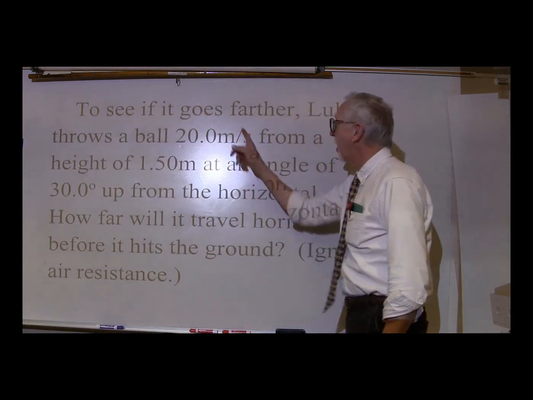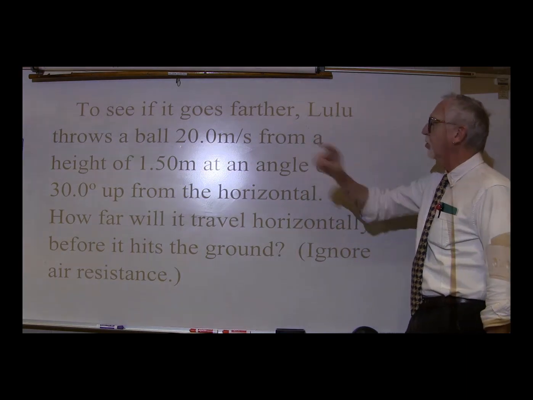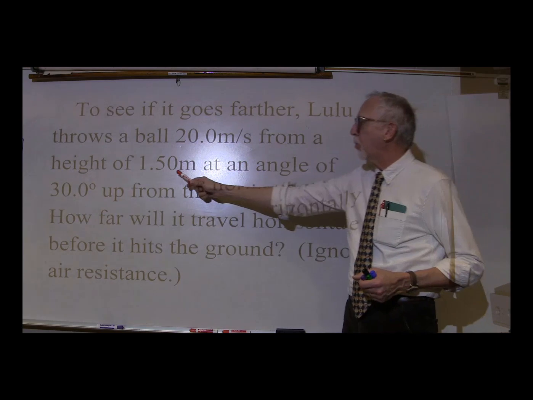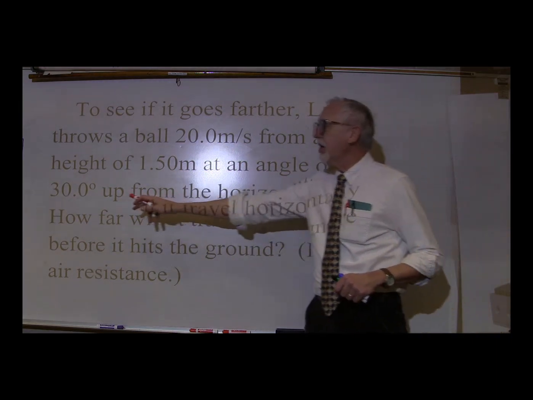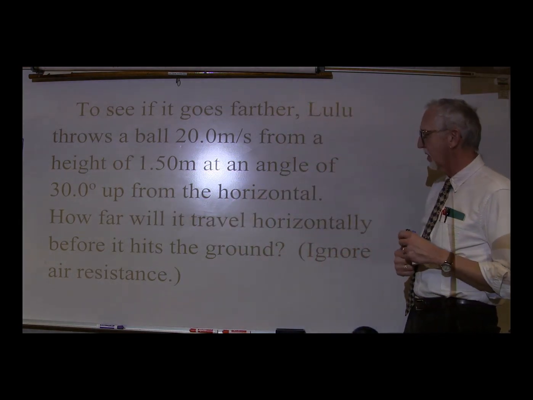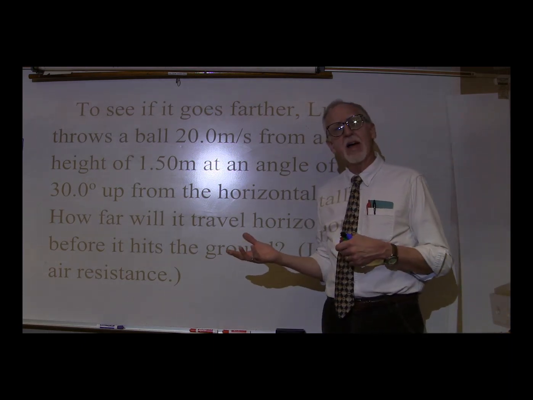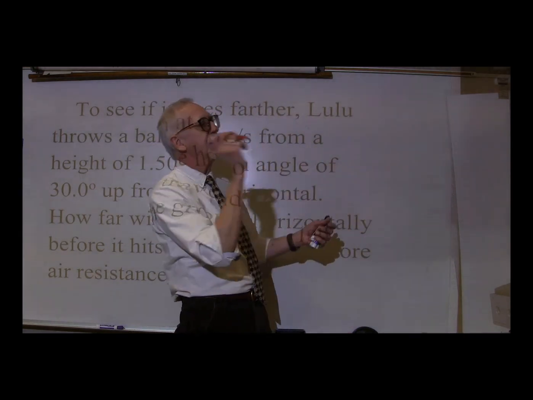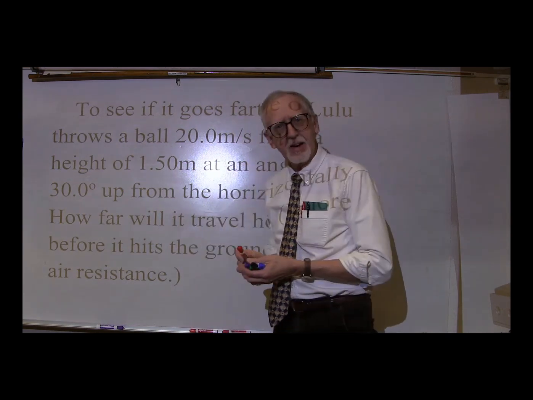To see if it goes farther than Brittany's throw from the last problem, Lulu throws a ball 20 meters per second, same speed, from a height of 1.50 meters, same initial height, at an angle of 30 degrees up from the horizontal. How far will it travel horizontally before it hits the ground? Ignore air resistance. So this is very similar to the last problem, but now rather than throwing the ball horizontally, it's being thrown upwards at an angle. So let's see what kind of effect that has.